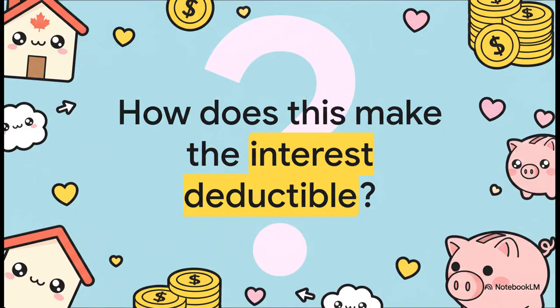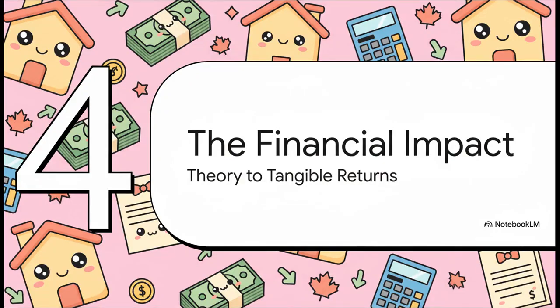So why on earth does this simple shuffle work? Well, it all comes down to one word: traceability. Because you are now borrowing from your HELOC for the clear, documented purpose of paying rental expenses, the CRA sees that borrowed money as an investment loan. Suddenly, the interest you pay on that HELOC balance is directly tied to an income-generating asset, and that makes it tax-deductible.